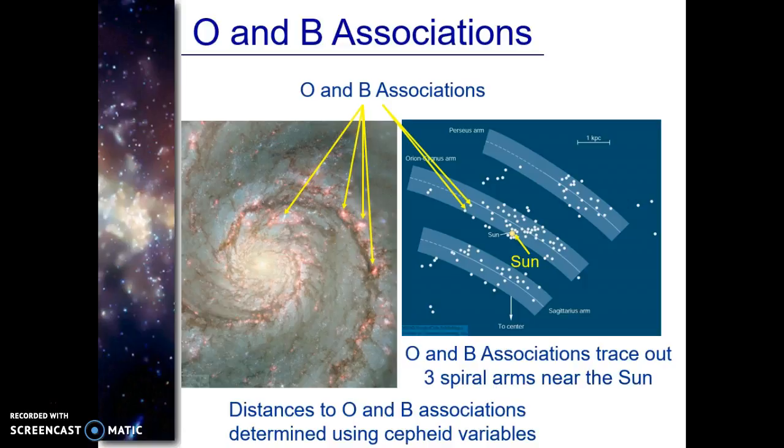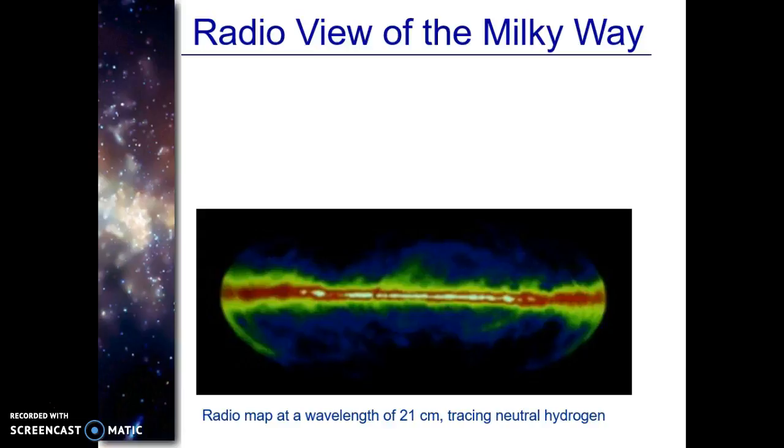So we have 3 arms of the spiral that have O and B associations, which are young, hot, bright stars that are near the sun. Pretty cool. The Orion Cygnus arm, the Sagittarius arm, and the Perseus arm.